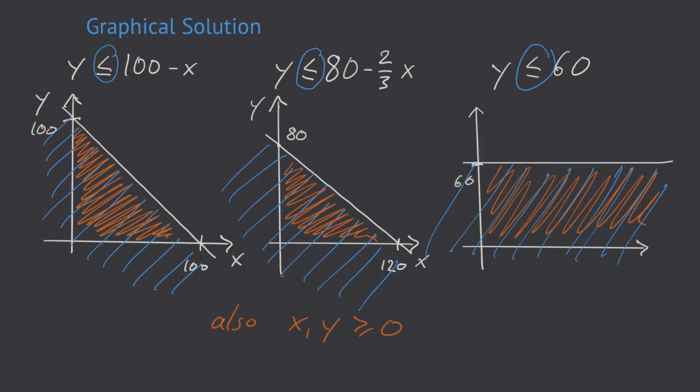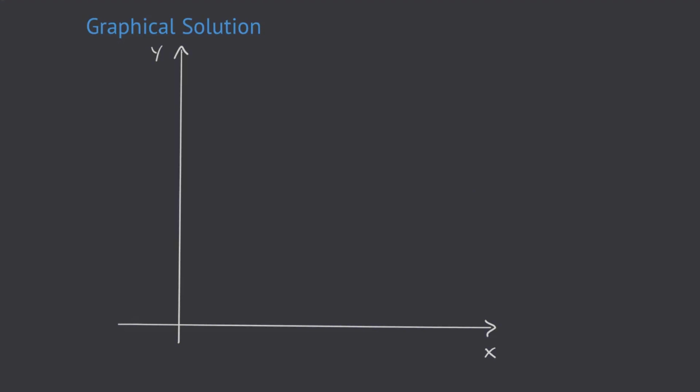Please note that this region here is infinitely large. It extends infinitely long to the right-hand side. All those three restrictions must be met, so we have to put them together into one picture. So this is x and y. And now we're putting everything into the picture.